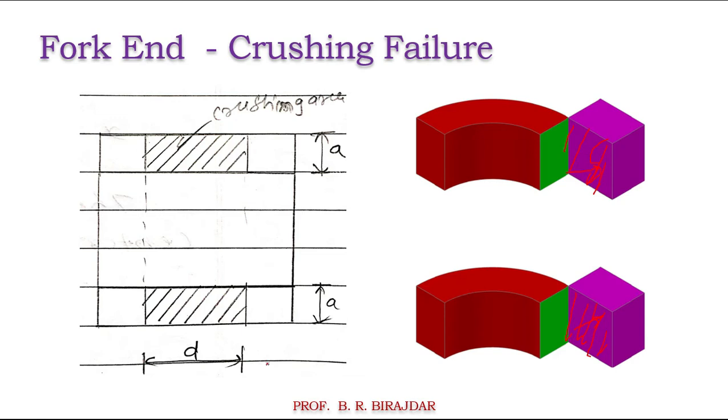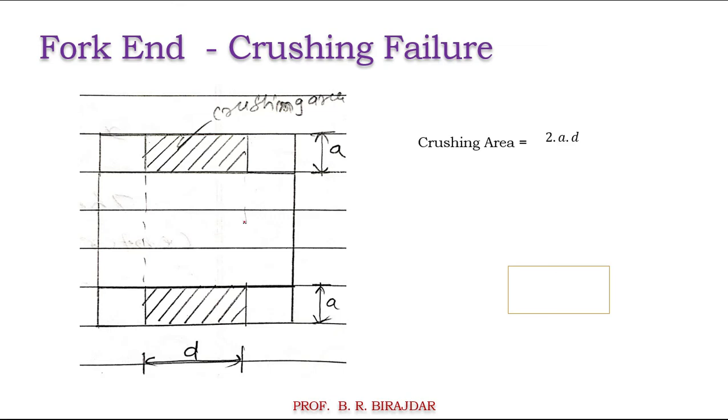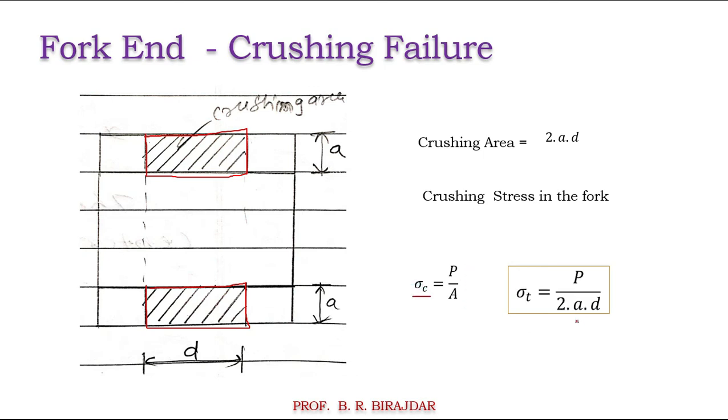So this diameter is D, and this thickness you are getting as A. So A into D, this is the bottom area, and again at the top A into D. So twice A into D, this is the area which is resisting to the crushing. So here this one A into D, and again this one A into D. So therefore twice A into D, we will get the crushing area. Therefore crushing stress sigma C is equal to load upon area. So here it is sigma C, right? So P upon twice A into D. So this is the crushing failure of the fork end.